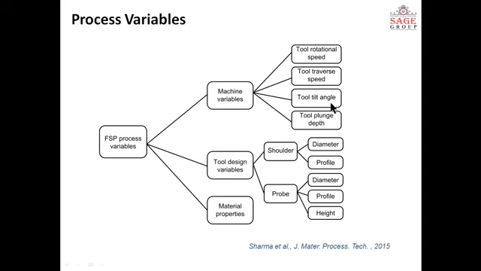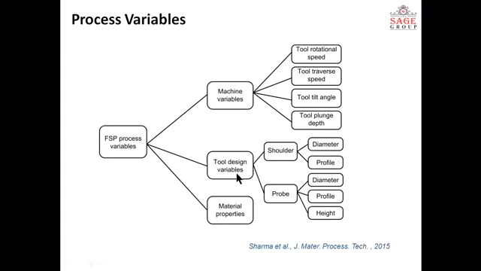Tool tilt angle: generally a tool is tilted from the central axis by 2 to 3 degrees, and it is necessary to accommodate the material. Tool plunge depth, how much the tool is inserted in the material, is a very important parameter, because if we do not sufficiently plunge the tool in the material, it will not form a sound processed part.